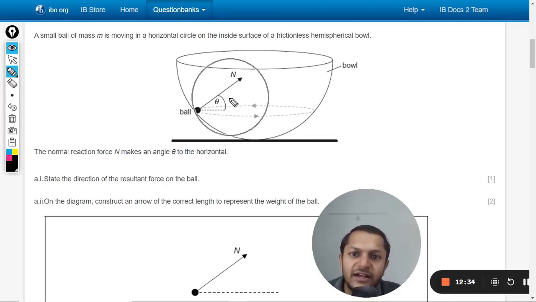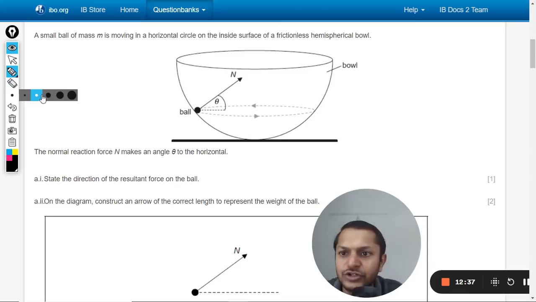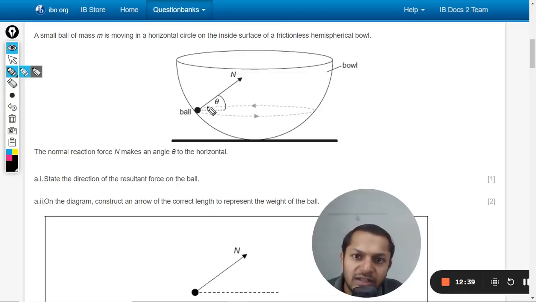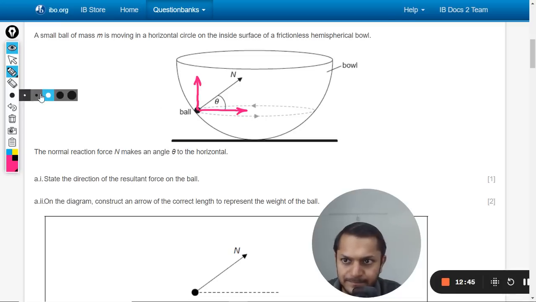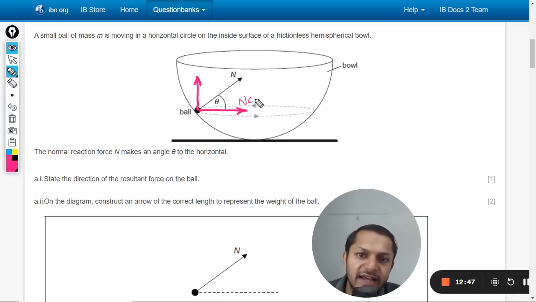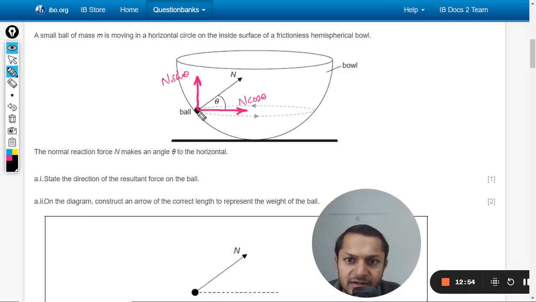In the case that is shown here, let me show you the forces. How are they working? This normal reaction is divided into two parts, like this. So this is n cos theta and this is n sin theta. And where is the weight? This is the weight W.